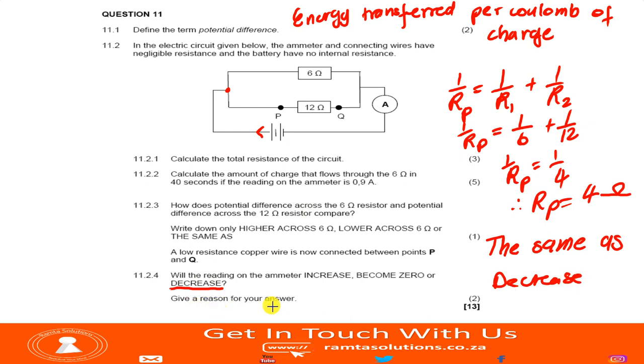All right. So what is the reason? Give a reason for your answer. Total resistance will increase, and R is inversely proportional to current. Therefore, current will decrease. Please write this: when RT increases, current will decrease. And this is how you answer these questions.